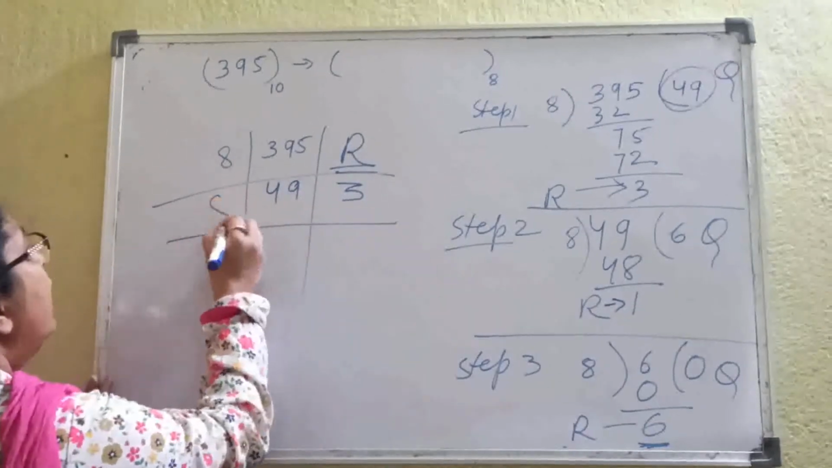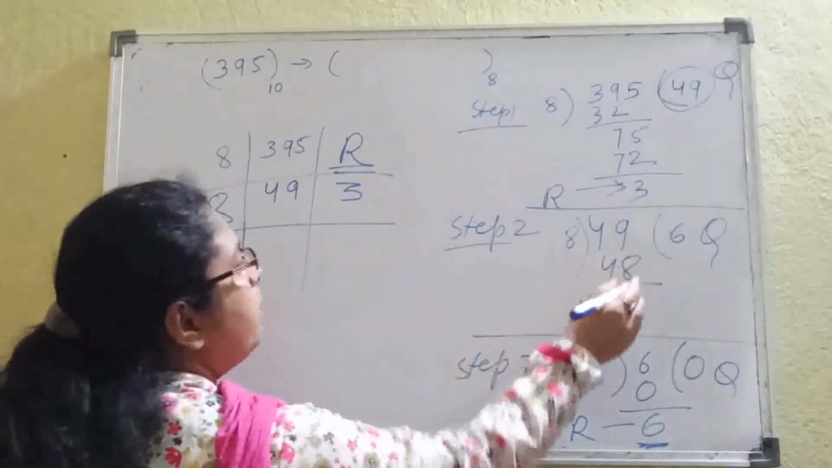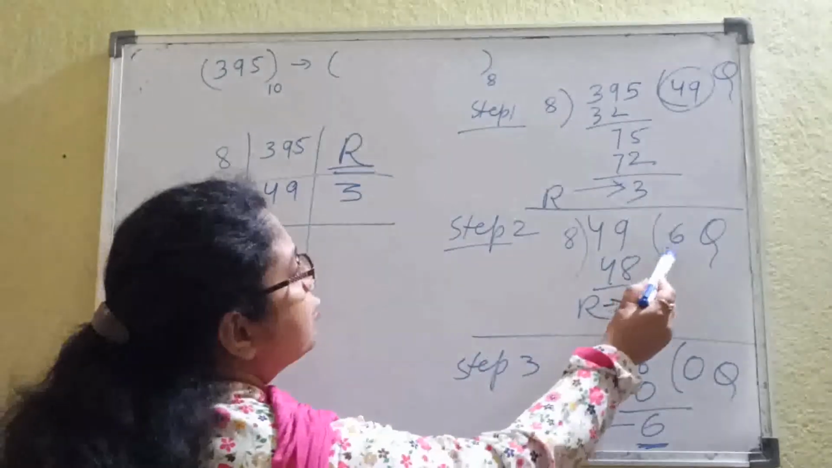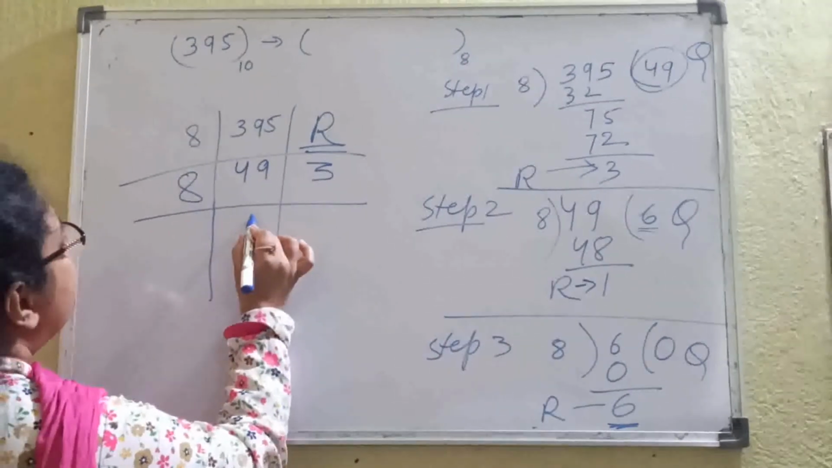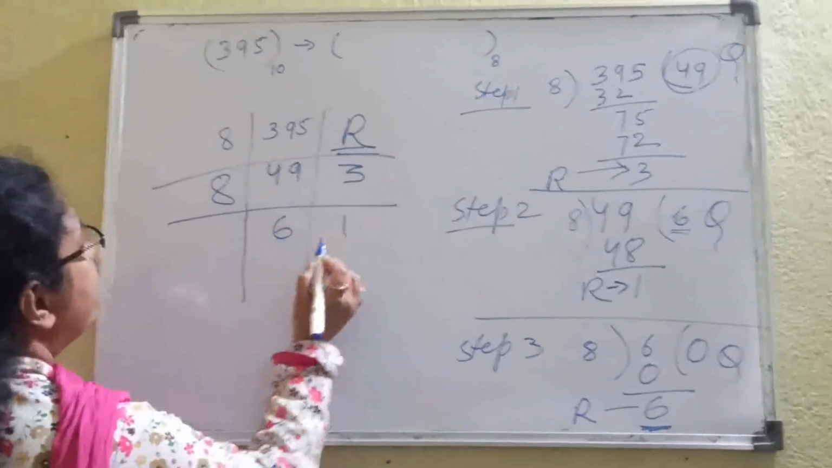Okay. Now again divide the number by 8. See, in step 2 I have divided already. So 6 is the quotient and 1 is the remainder. Quotient place you write here and remainder place you write here. Okay.